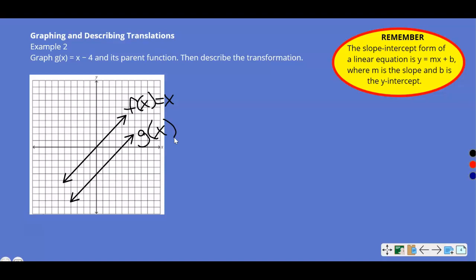So you can say f of x has a slope of 1, and g of x has a slope of 1 as well. All right, what else do you notice? The y-intercepts. So the y-intercept for f of x is 0, and the y-intercept for g of x is negative 4.